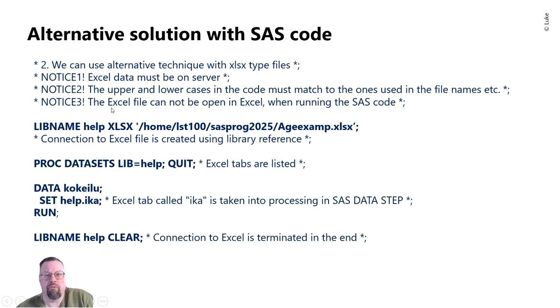And third thing to remember is that the Excel file cannot be open in Excel when you are running the SAS code here. So you should close the Excel first. But when you remember those things, this is a very convenient way to access the Excel files and get your data from Excel to SAS.